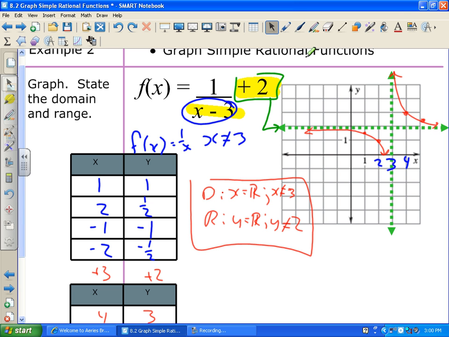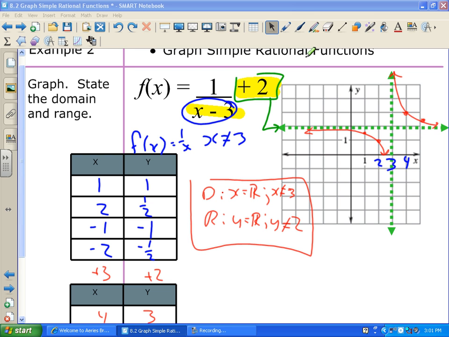Really a lot of critical thinking on these problems. The graphing themselves aren't hard. I hope at this point of the game you're starting to get a mental picture of what's happening graphically before you even set up and do the dirty work. All right.